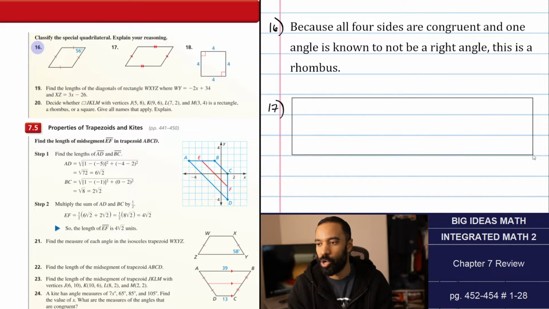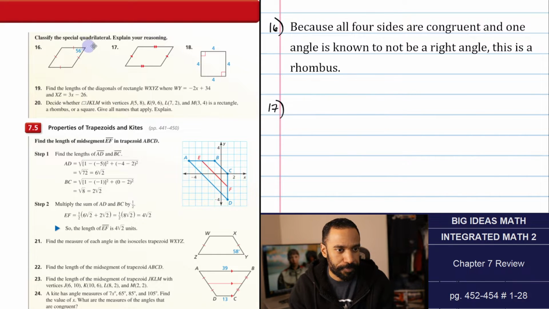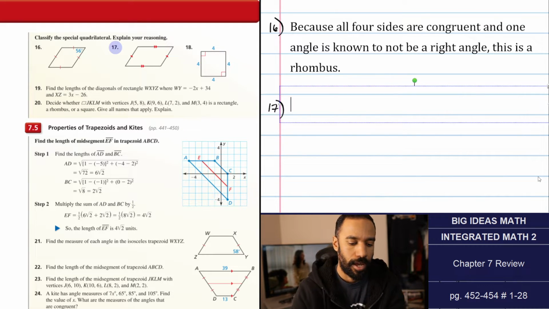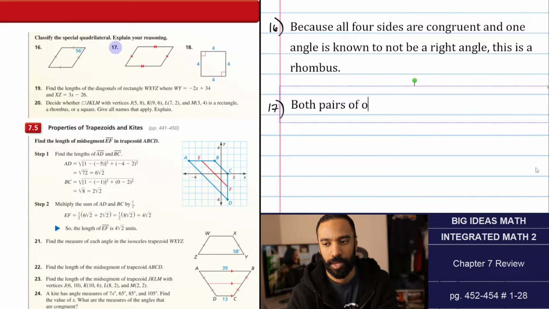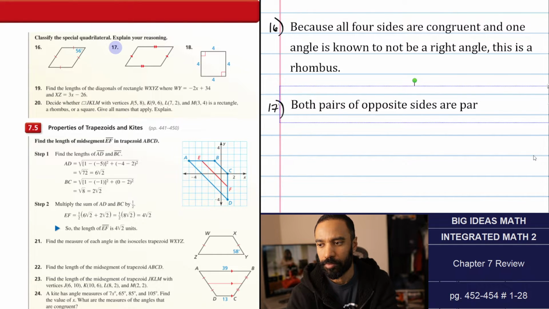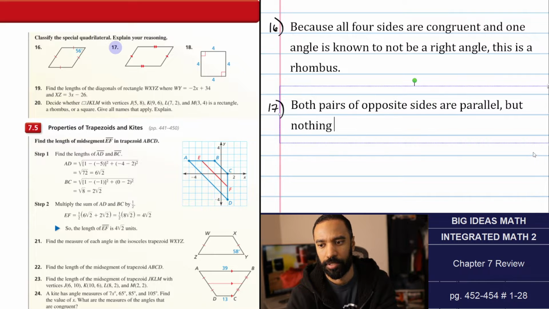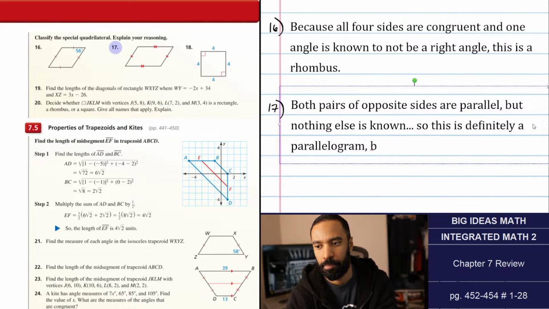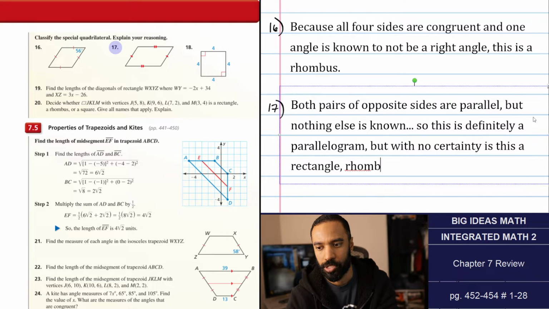Number 17, we only have opposite sides parallel. Nothing more known, so no guarantee that it can be more than that with that in mind. Both pairs of opposite sides parallel, but nothing else is known. So this is definitely a parallelogram. But with no certainty, is this a rectangle, rhombus, or square? Which it could be.